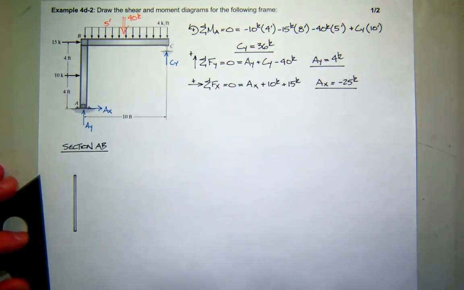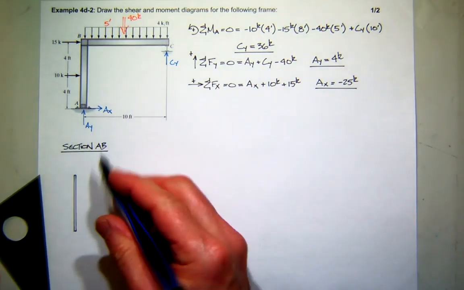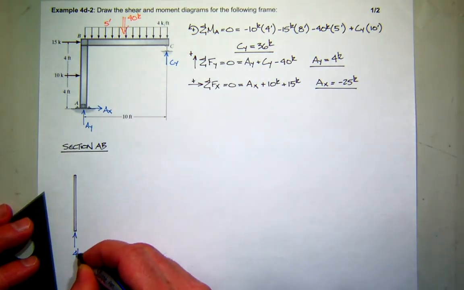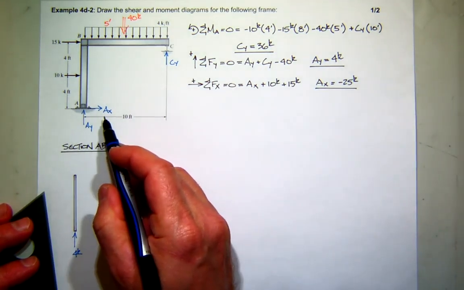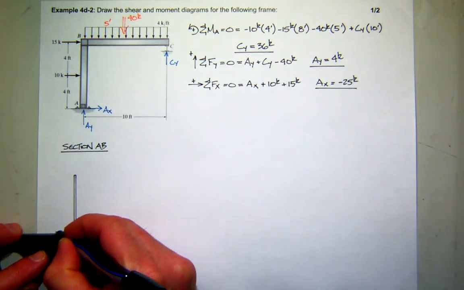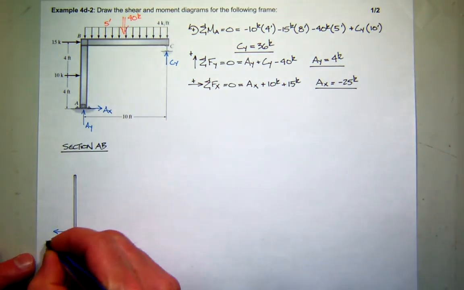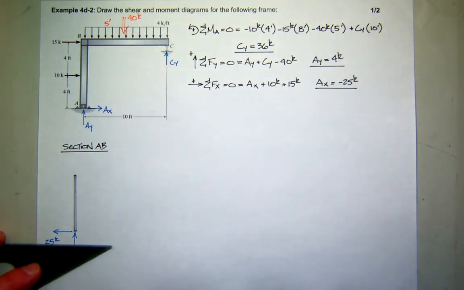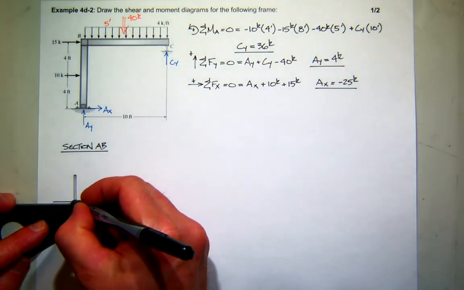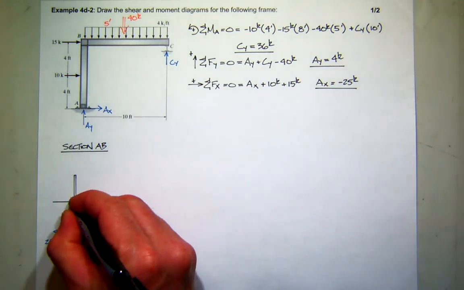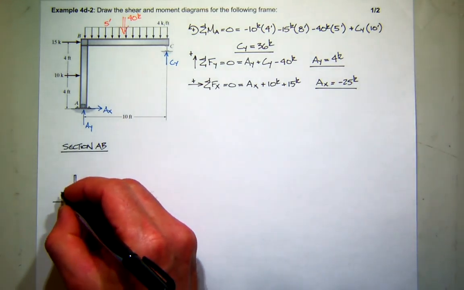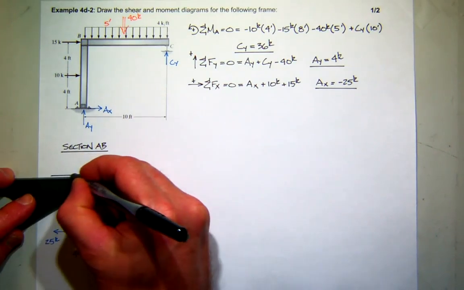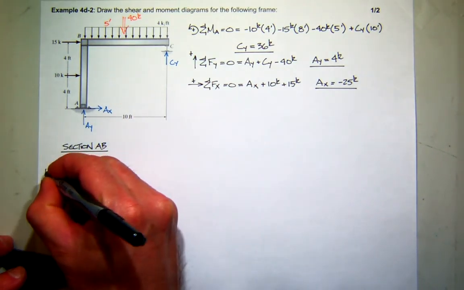Okay, so let's see. AY was 4 kips, and I got a positive value, so it's up. AX was negative, so it's to the left, 25 kips. And then I have my applied forces. Halfway up, I have 10 kips. And up here at the top, I have 15 kips.